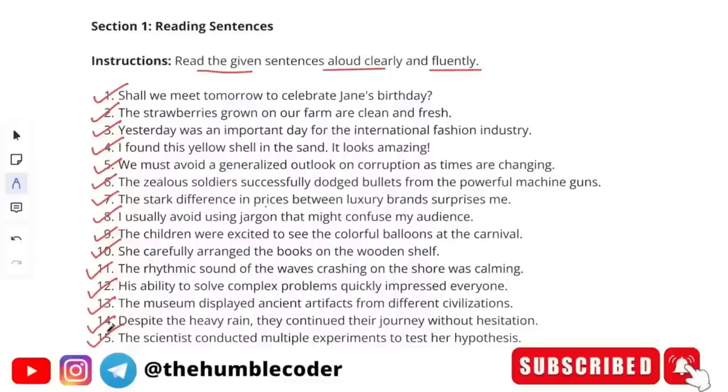So guys, we have read all the 15 sentences. Now I want to give you a few tips. I have taken all the 15 sentences on one screen and I was reading them aloud, but in your assessment you won't get all the 15 sentences in one go. You will be getting one sentence on your screen at a time and you need to read it out.